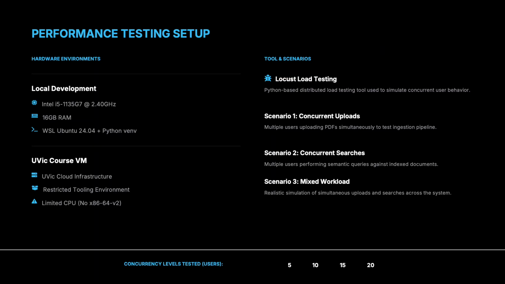We scaled concurrency from 5 to 20 users for each of the 3 scenarios, which allowed us to better observe how our system behaves under increasing load, and in turn helped us identify where performance degraded first.